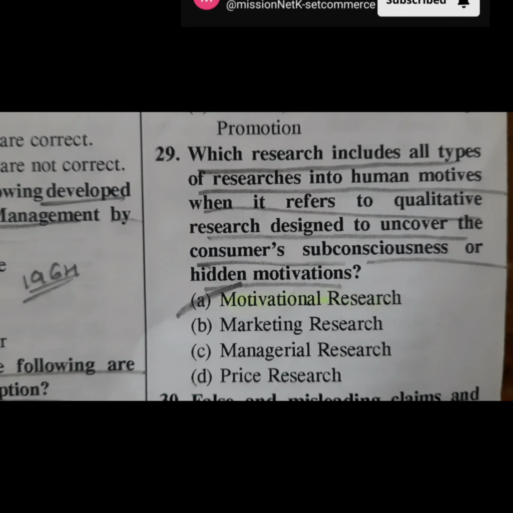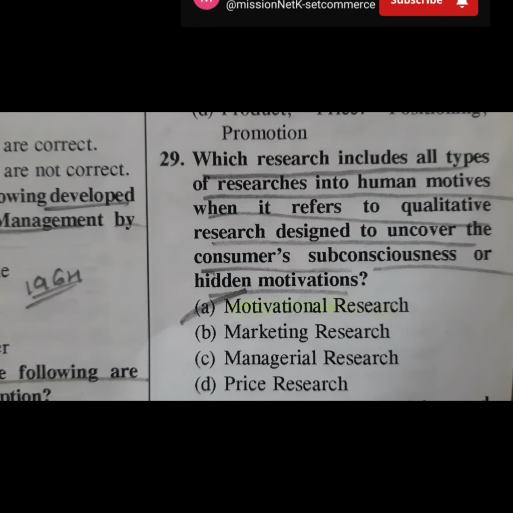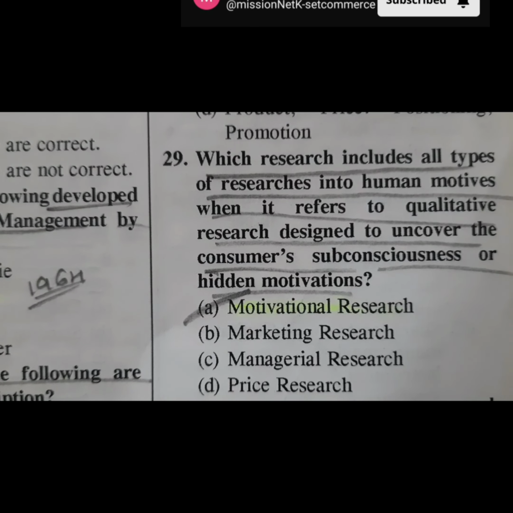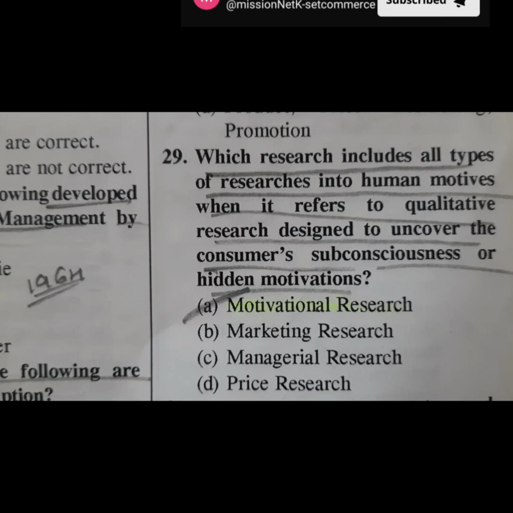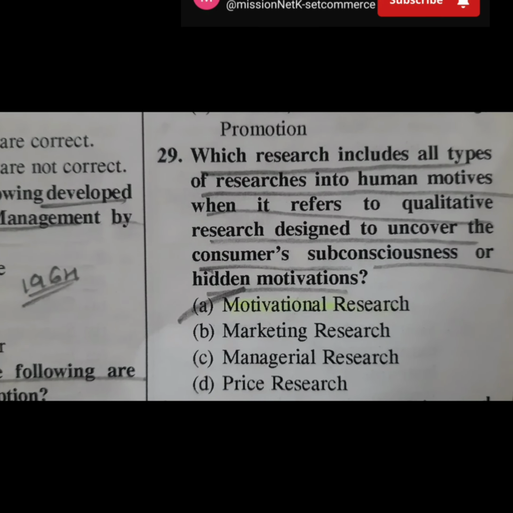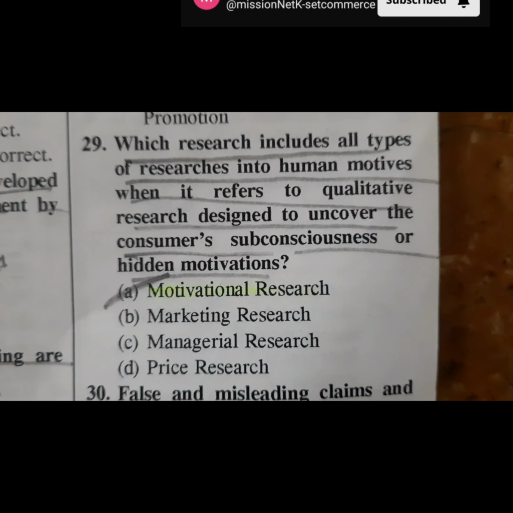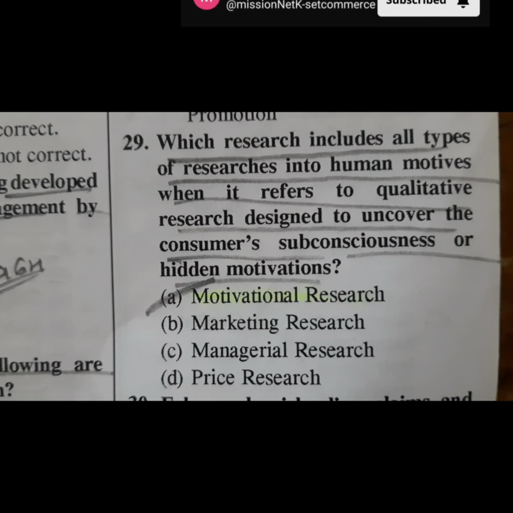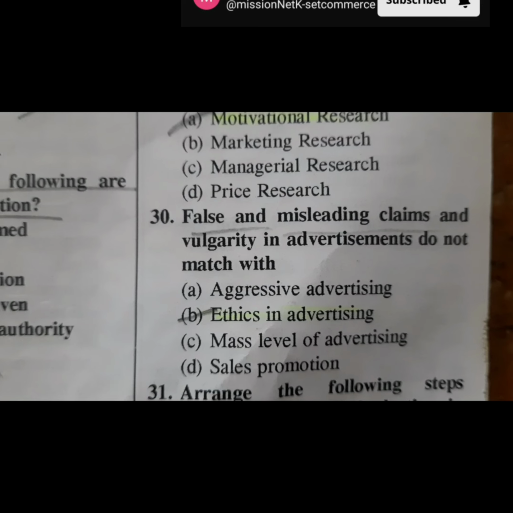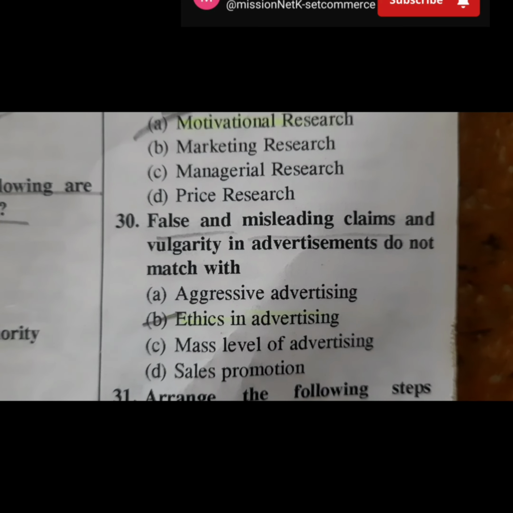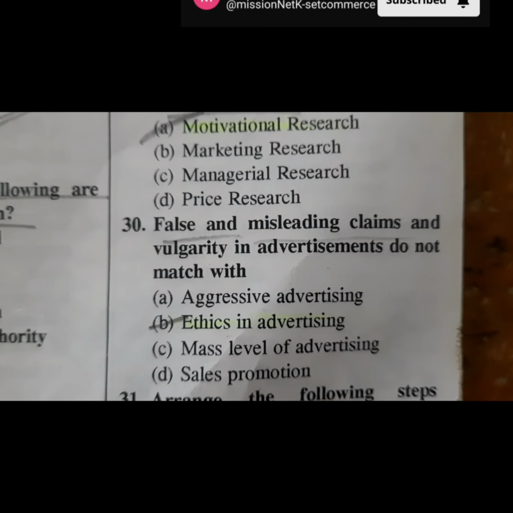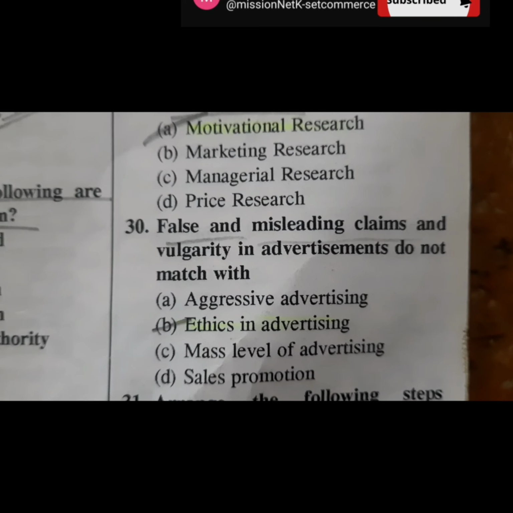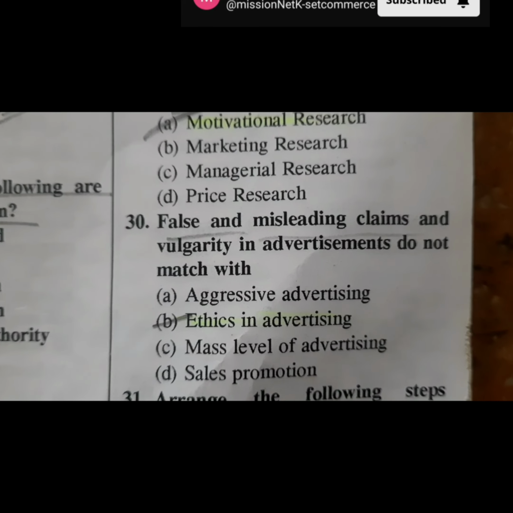The next question is, which research includes all types of research into human motives when it refers to qualitative research designed to uncover consumer subconsciousness or hidden motivation? The right answer is option A, motivational research. Then the next question is, false and misleading claims and vulgarity in advertisement do not match with. The right answer is option B, ethics in advertising.